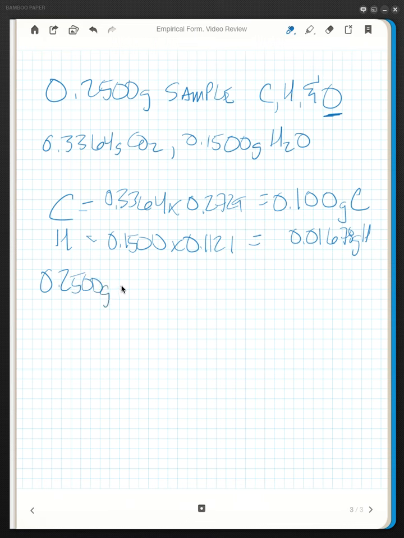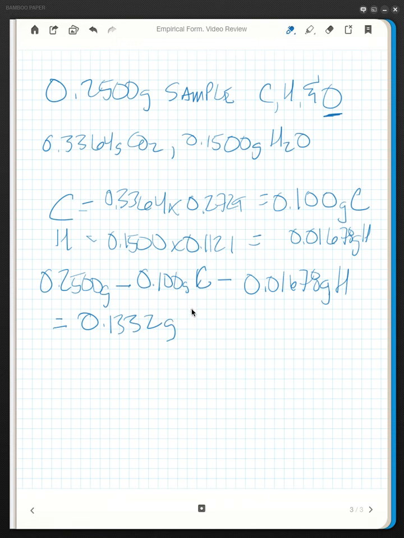And you have the 0.2500 grams as the total, minus 0.100 grams of carbon, minus 0.01678 grams of, oh my goodness, sorry, of hydrogen. And all that's going to be equal to 0.1332 grams of oxygen. So you have your 3 samples there. And again, I'm abbreviating this process.